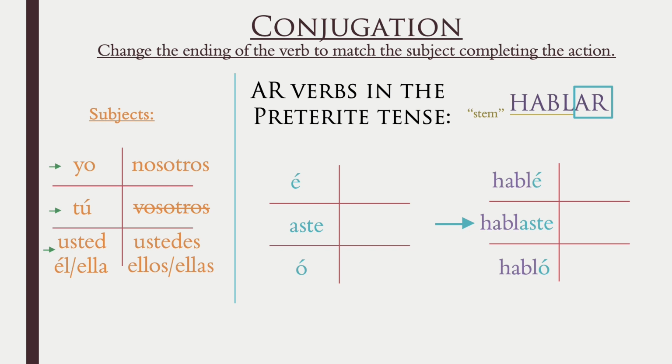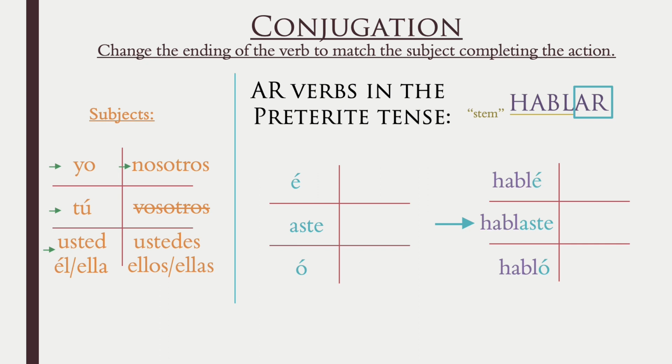So it's really important to put the emphasis in the right spot so that you're saying the thing that you want to say instead of saying something different. So instead of being hablo, which is I speak, it's habló. He or she spoke, or you formal spoke.